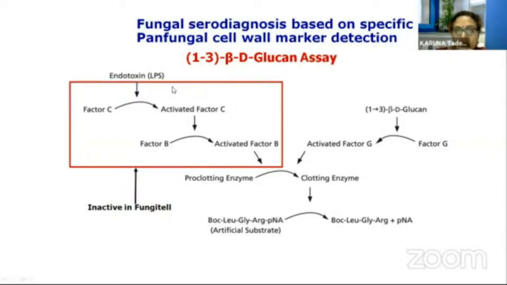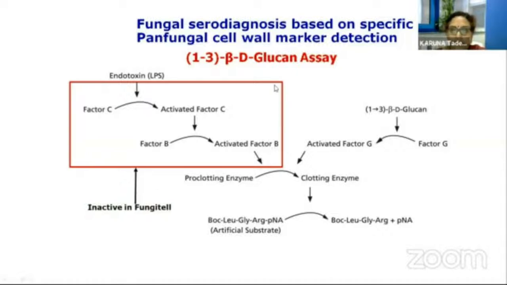So here what we understand is endotoxin is due to bacterial contamination. If you have bacterial contamination, factor C is activated, and factor C is a serine protease zymogen. So this is activated, and it activates the clotting mechanism.